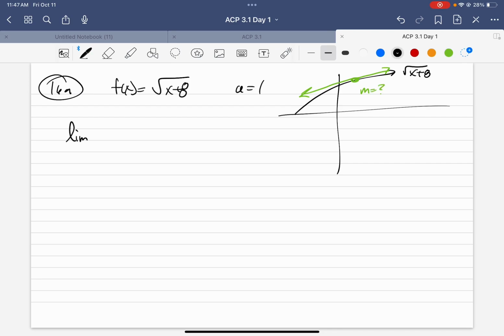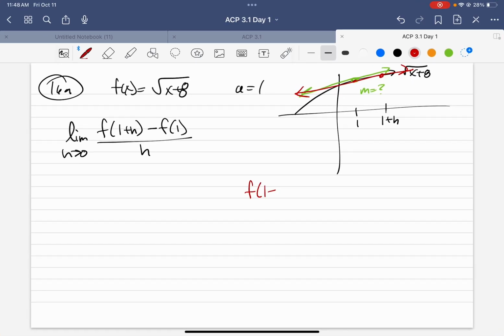So it's going to be the limit as h goes to 0 of f of 1 plus a little bit minus f of 1 over that little bit. So we're going to go from 1 to 1 plus a little bit. We're going to find that secant line slope and then let that h slide to 0.